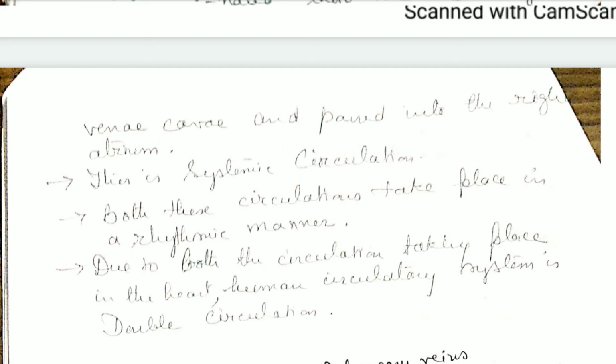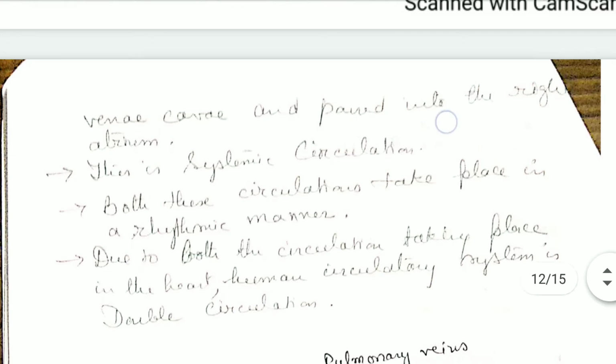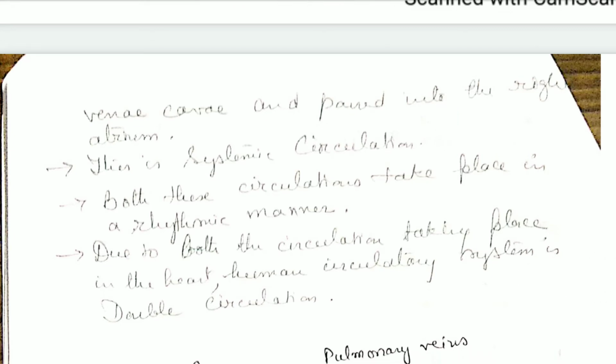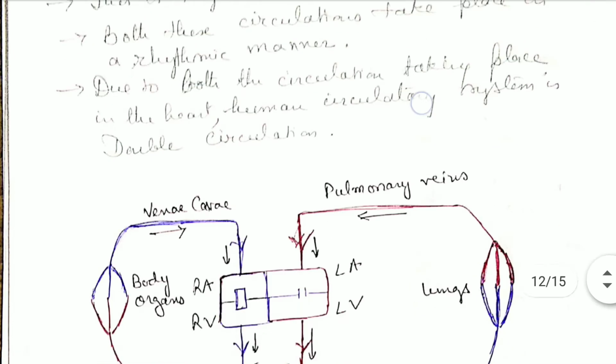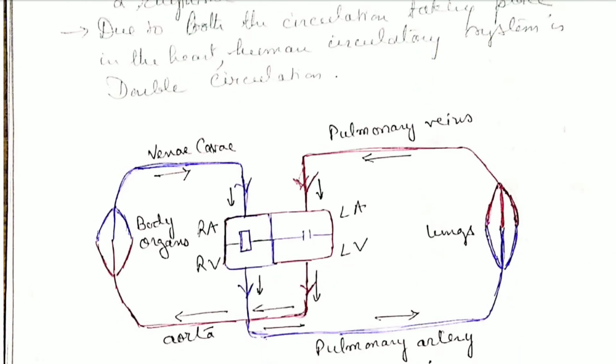And when the left ventricle is contracting, the blood is flowing through the aorta, getting out of the heart, and it is distributed throughout the body. Again it is getting deoxygenated and comes back to the heart by the vena cava, and pouring into the right atrium. So this is systemic circulation, and both the circulations are taking place in a rhythmic manner. Due to both circulations taking place in the heart, this human circulatory system is known as double circulation. So see, this is the schematic diagram which has been represented here.